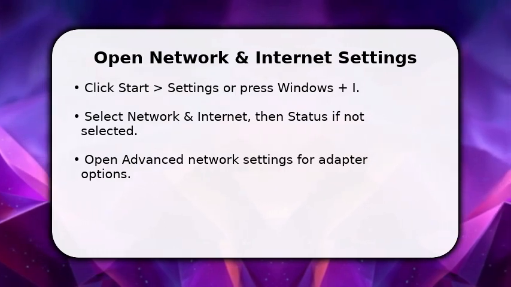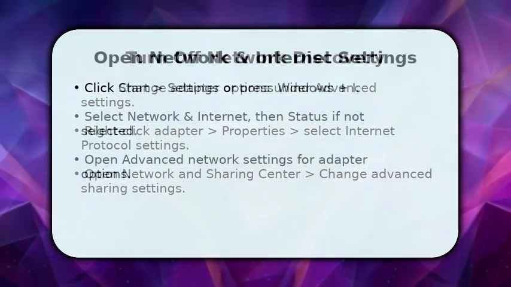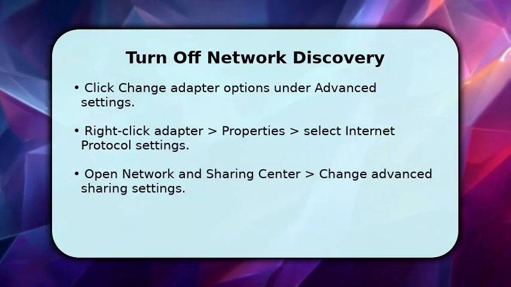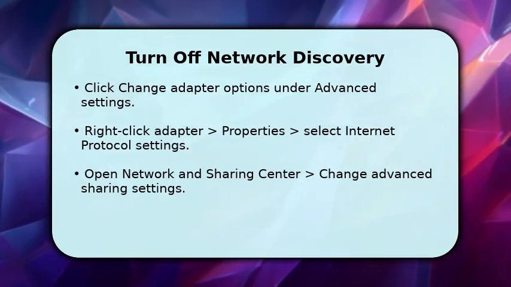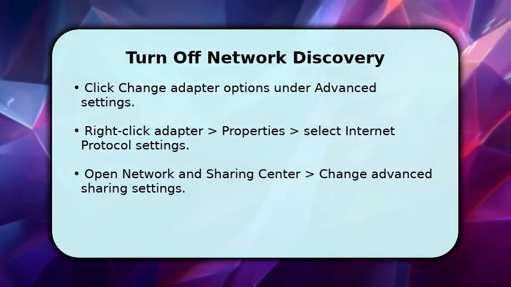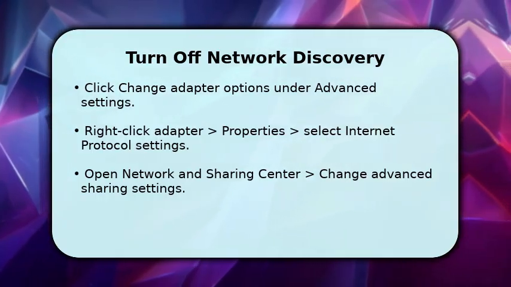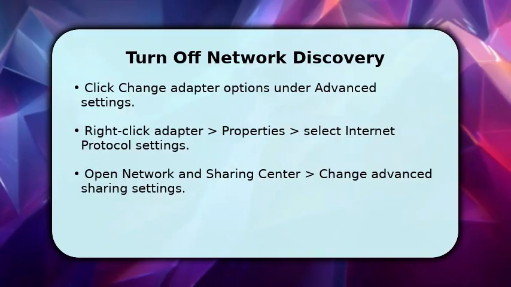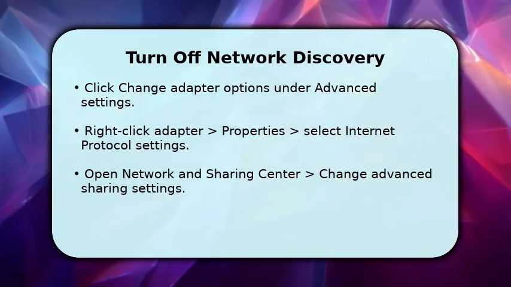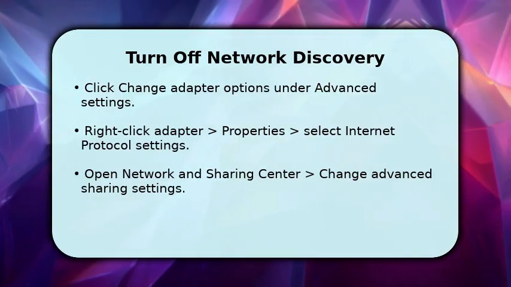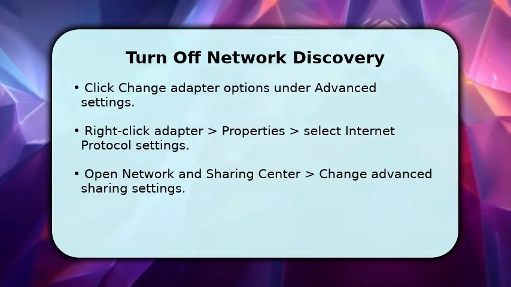Now disable network discovery through the Network and Sharing Center. From Change Adapter options, pick the active adapter, right-click and choose Properties. But the key step is opening Network and Sharing Center and then change Advanced Sharing Settings. Under your current profile, toggle off network discovery and turn off automatic setup of network-connected devices.